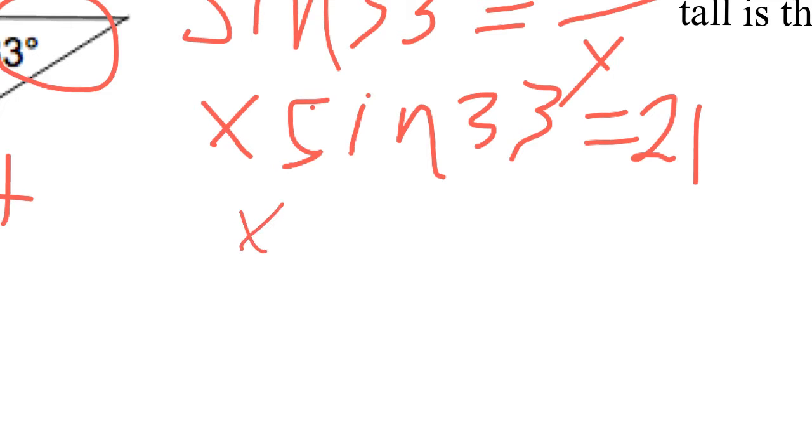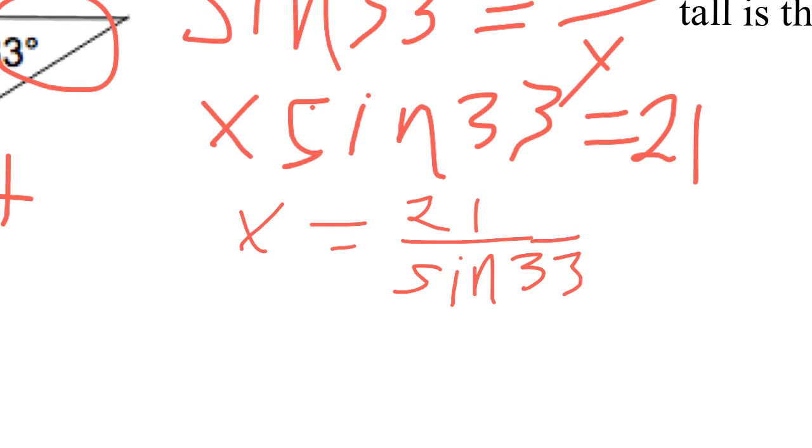So we get x is equal to 21 divided by sine of 33. You're welcome to leave your answer like this, but if you'd like to know an answer that makes a little bit more sense to us as human beings, you can use this on your calculator. And in doing that, that would be 38.56.